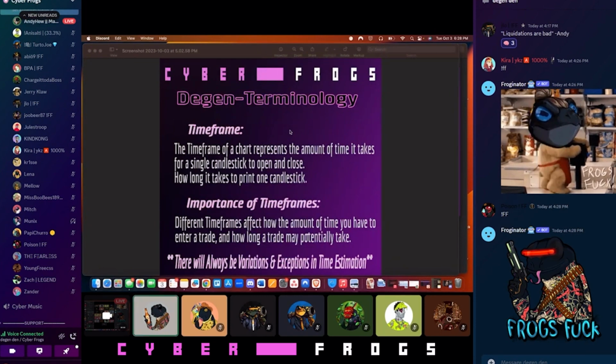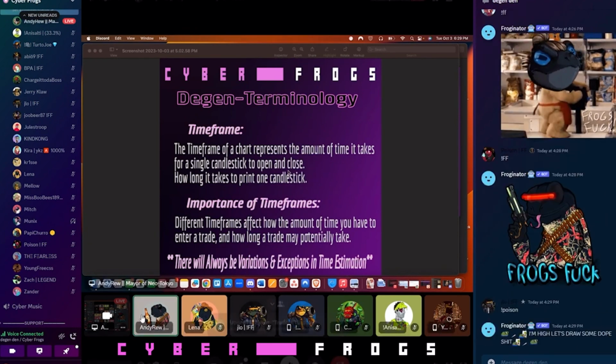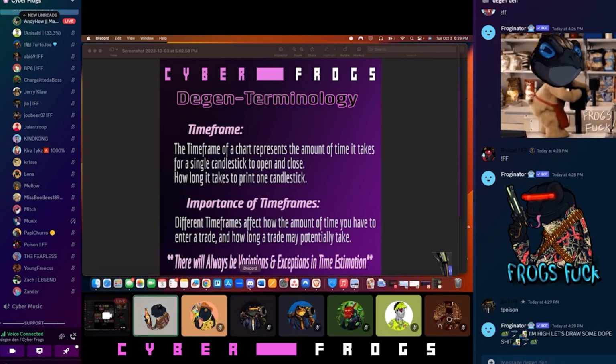If you guys are actively using Thor, you know that we give trades on 4 different time frames: 15 minutes, 1 hour, 4 hour, and then 1 day. It just represents the amount of time that it takes for a single candlestick to open and close. People are trading down to the 1 minute and 5 second candles sometimes.